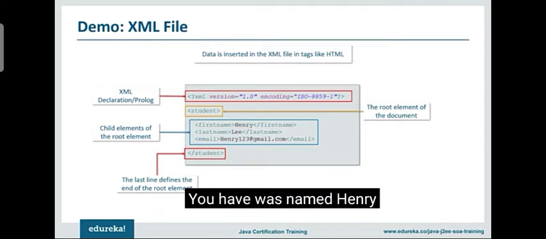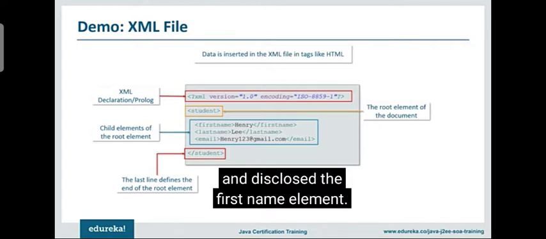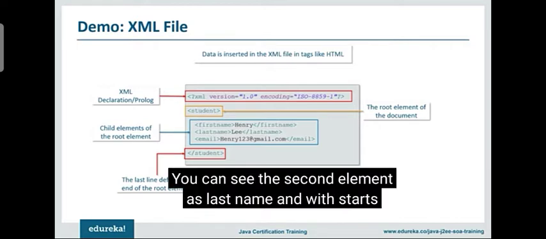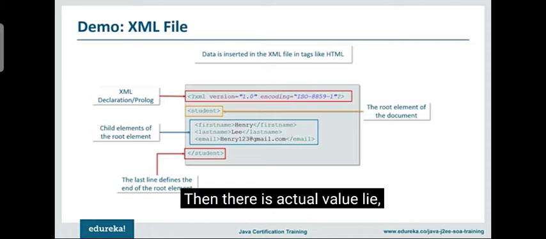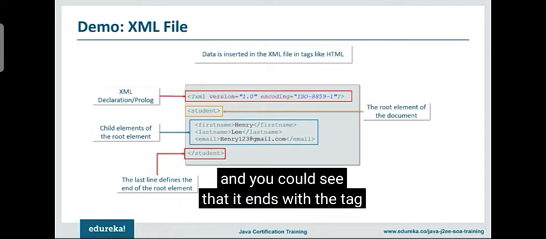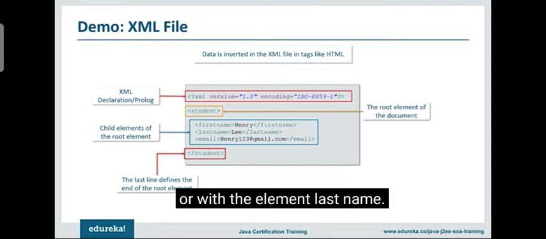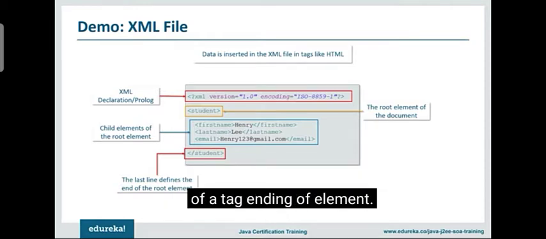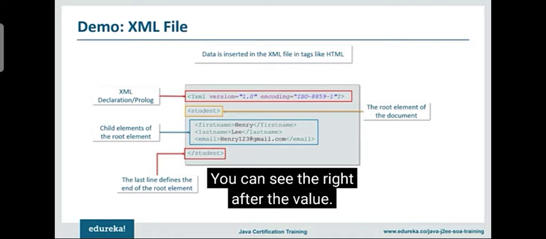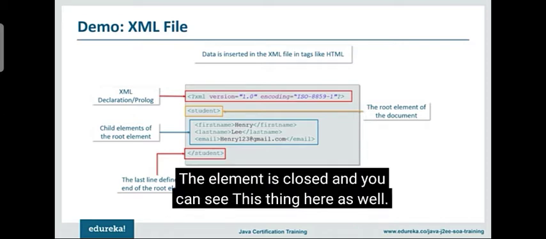You have first name Henry, and it has closed the first name element. You can see the second element as last name, which starts with an angular bracket, last name, and ends with the angular bracket. Then there's the actual value Lee, and you could see that it ends with a tag for the element last name. So one thing to remember here is the start and ending of a tag, the ending of an element. You can see that right after the value, the element is closed.